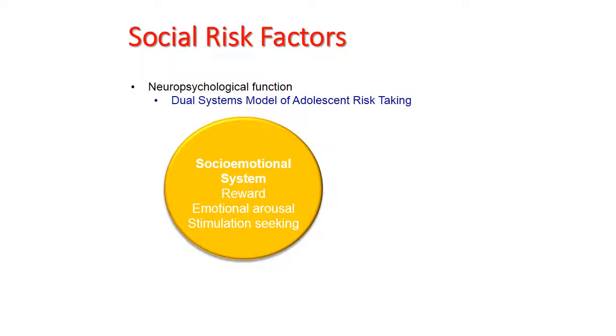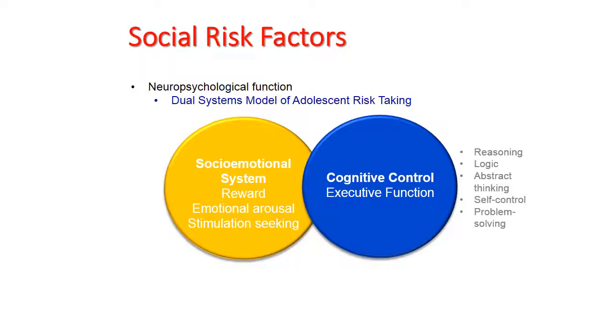When trying to understand the influence of social risk factors on the development of delinquent behaviors, it sometimes helps to look at it also within the context of the development of brain functioning and how we mature as individuals. One theory that looks at this is the dual systems model of adolescent risk taking. What this theory proposes is that risky behavior is a result of developmental changes in the frontal cortex, which includes the amygdala, that controls social emotional functioning. By social emotional functioning, I refer to the social emotional systems which include reward seeking, emotional arousal, and stimulation seeking.